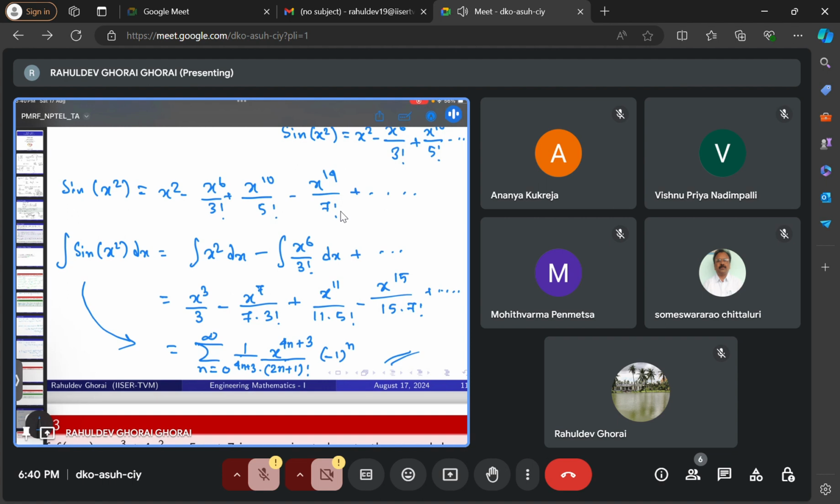So you can take up to some finite terms, so you can see a good approximation. At least you can approximate the integration of sin x square value. You can see that it is going near to some point. Up to fourth order approximation, fifth order approximation. The more terms you take, the more appropriate value you will get. Okay.